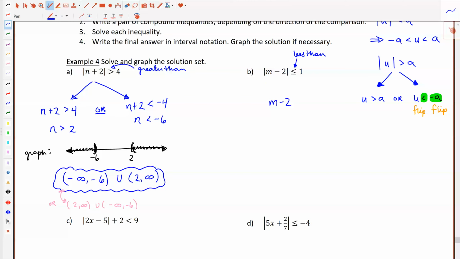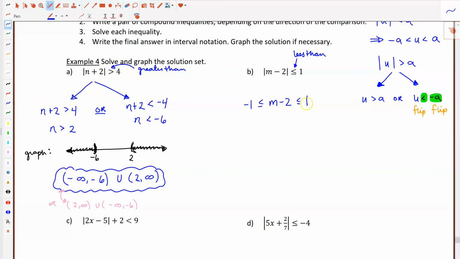Absolute value is a distance idea. So this is saying what values for m can I put in this expression such that when I compute it and I find the distance of that resulting number, that distance is less than 1 unit away from 0. So because of this less than idea, I'm going to be trapped about 0, which means that this expression, I want to trap it in between the positive and the negative of the number that I'm seeing right here. So I get the inequality, negative 1 is less than or equal to m minus 2, which is less than or equal to 1. So let's go ahead and solve that.